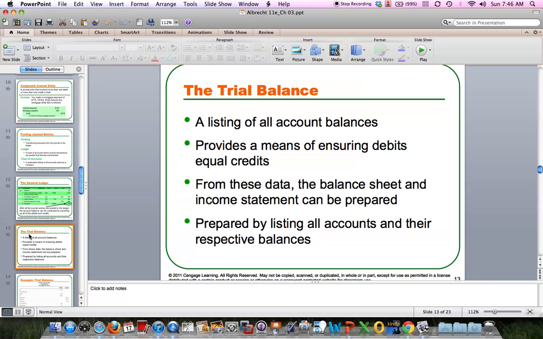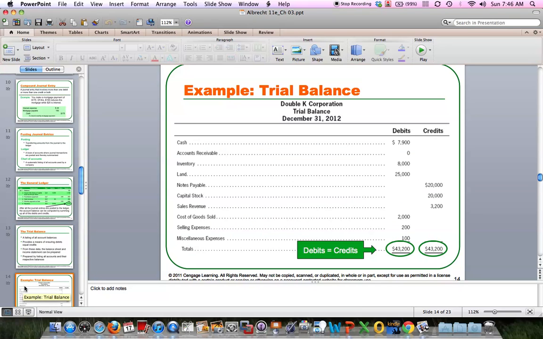So it's just simply a list of all the accounts and their respective debit or credit balances. Here's an example of a trial balance. Now keep in mind, when it comes to trial balances, every account has either a debit or a credit balance, but not both. You can't have both a debit and a credit balance at the same time. It's one or the other.